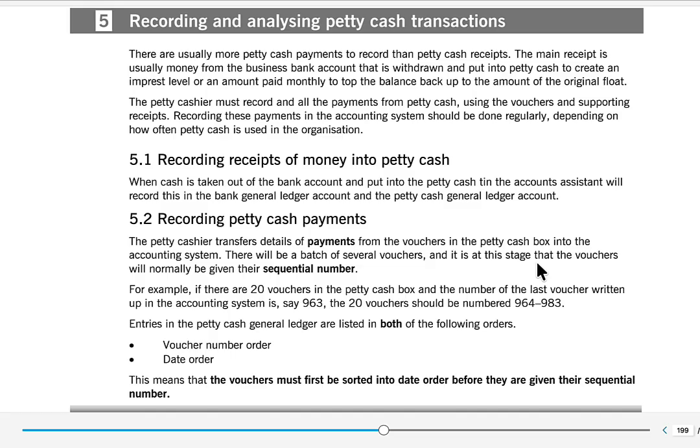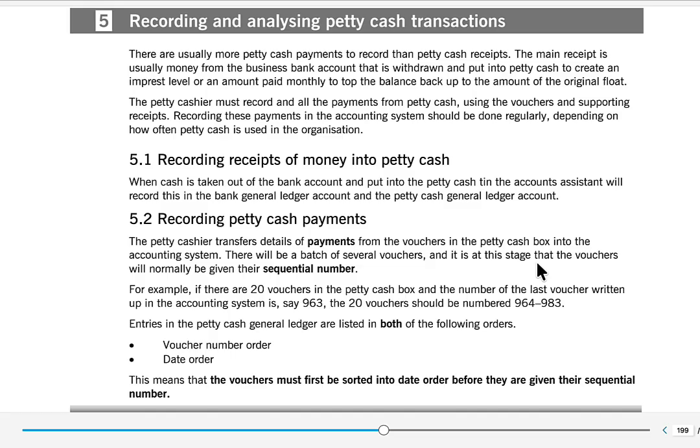Where are the vouchers kept before recording? After the petty cashier pays someone, the voucher is completed and kept inside the petty cash box. So the petty cash box will contain two things: cash, meaning notes and coins; and vouchers, meaning the record of payments already made. That is very important because the vouchers are like paper money evidence. The cash shows what is still inside the box. The vouchers show what has already been spent.